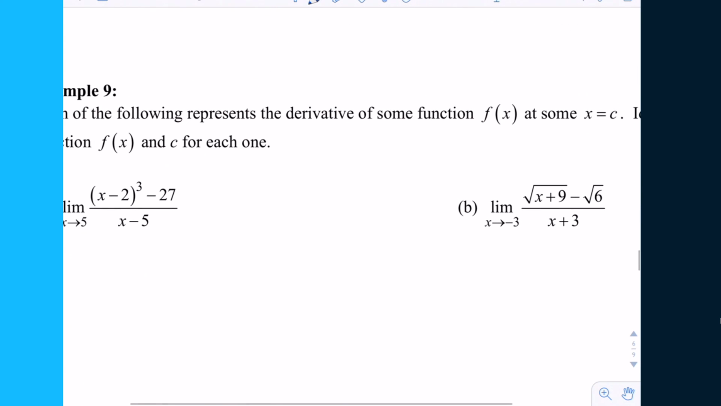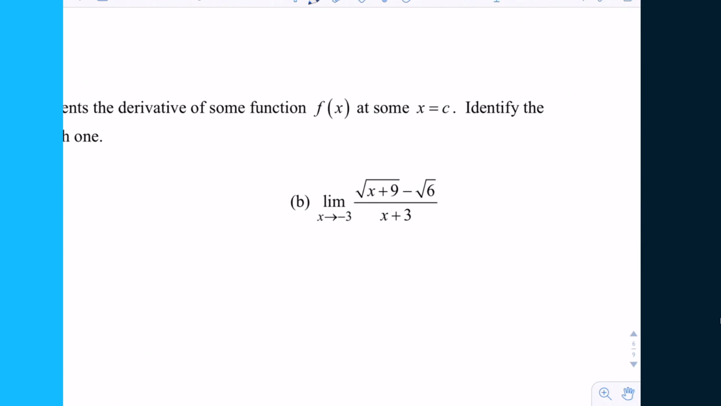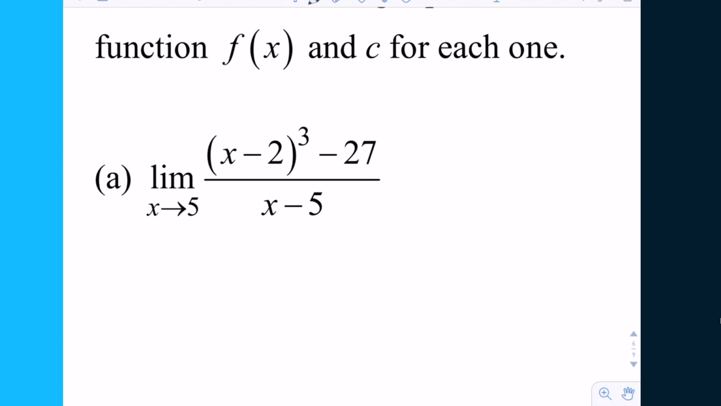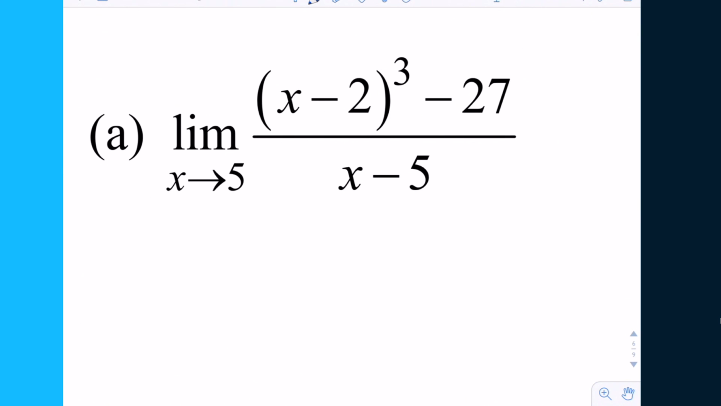So it says that each of the following represents the derivative of some function f of x at some x value, call it c. Identify the function f of x and the c for each one. Now, the only bad thing about the alternate form is it doesn't alert you immediately that it's a derivative definition like the other forms, because it's always the limit as h goes to 0 exclusively for derivatives. This is just the limit as x goes to 5. Okay, so here we have the difference of two functions over the difference of two x values. So it's easy to find the c value right away, yes? Because it's always over x minus c. So x minus 5, I guess the c value is what? 5. It's even easier than that, though, because it's always the value you're approaching as well.